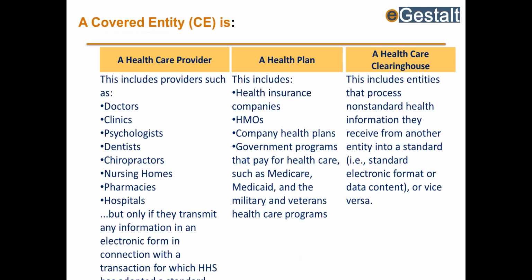So a covered entity is either a healthcare provider, a health plan, or a healthcare clearinghouse. The provider could be a doctor, clinic, psychologist, dentist, anybody basically that does any electronic transaction with HHS to either get paid or to do some verification is in that category. A health plan provider, such as an HMO or a health insurance company, or a healthcare exchange or healthcare clearinghouse, is within the purview of the definition of a covered entity.